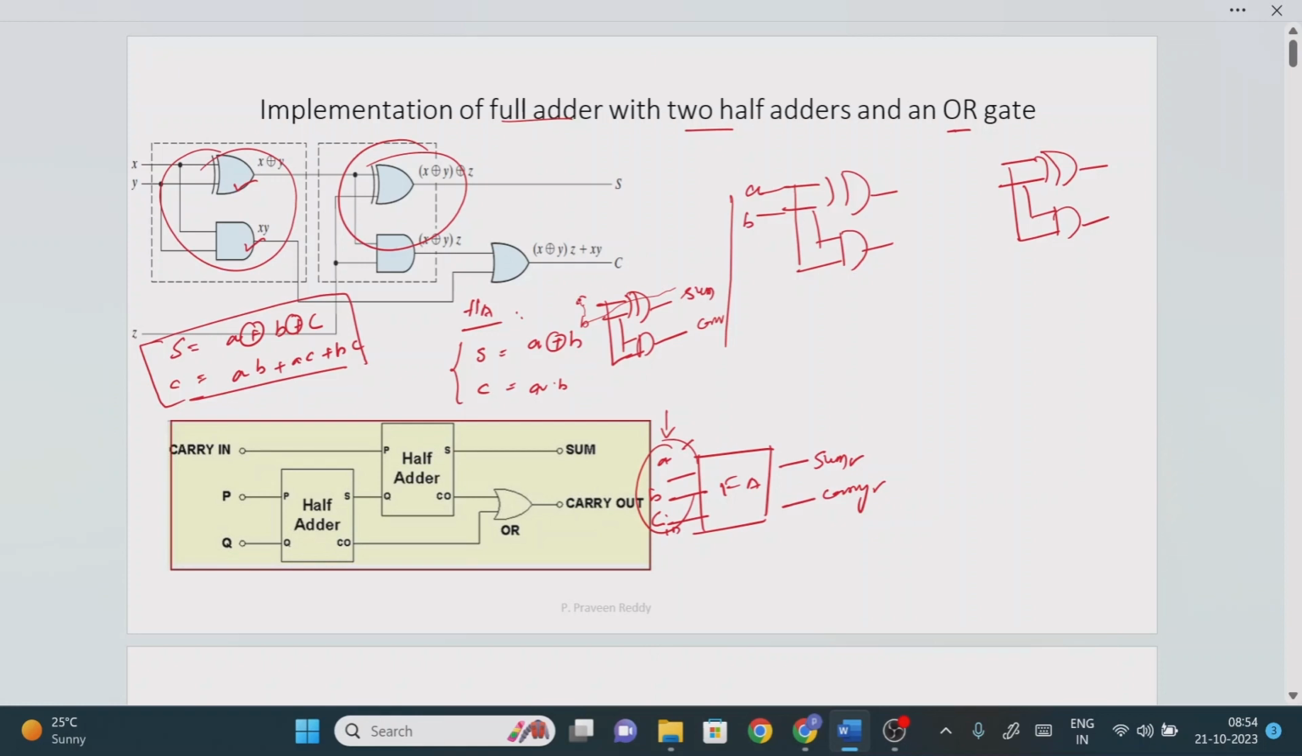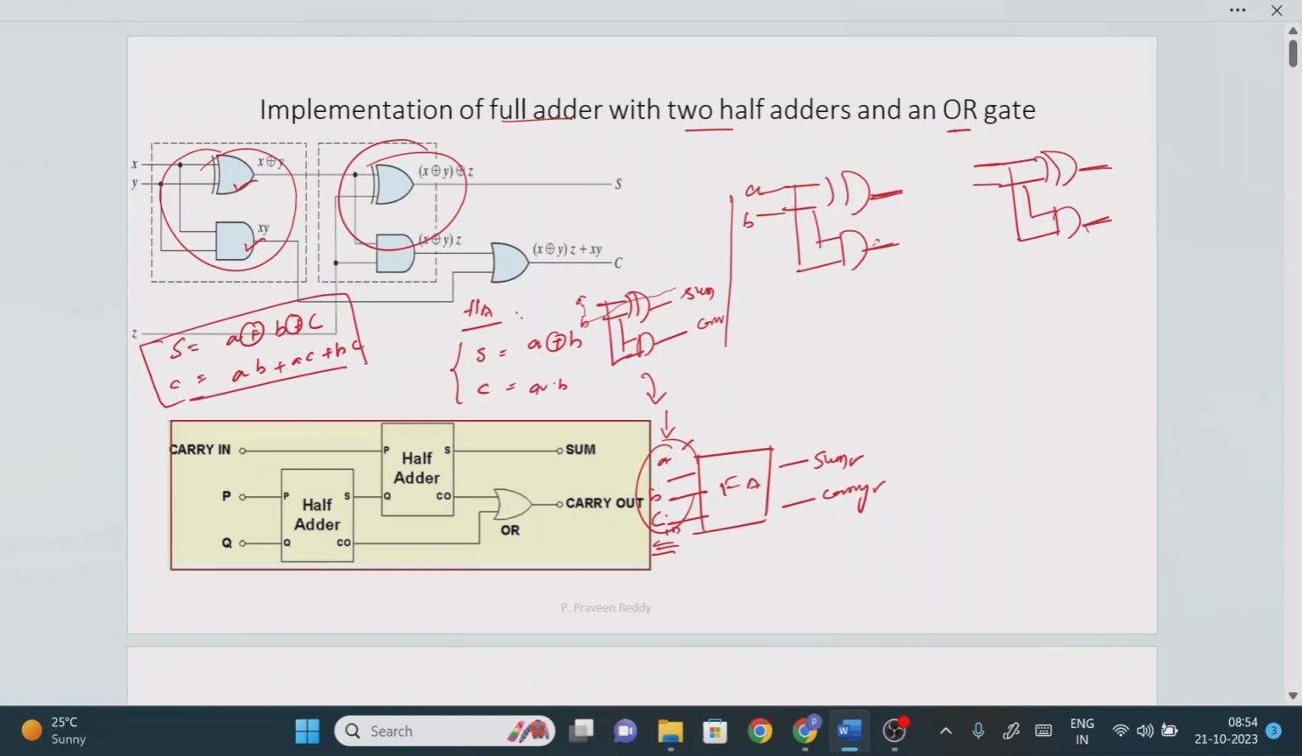But as of now we have only two input values. Now I need to make one of the terminals an input, so that I can get the third input value. How do we get it? This is one half adder and this is another half adder. This one we cannot take as an input because it is an output terminal. This is also an output terminal, and this is also an output terminal. But what is this terminal? An input terminal.